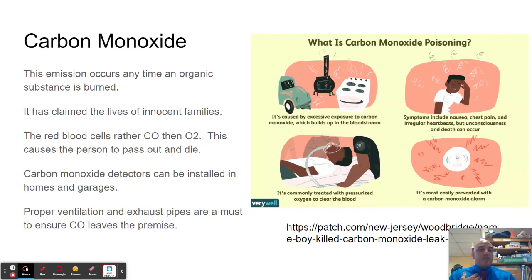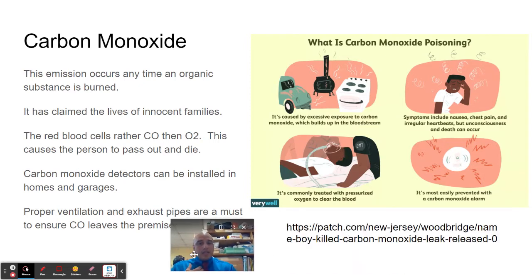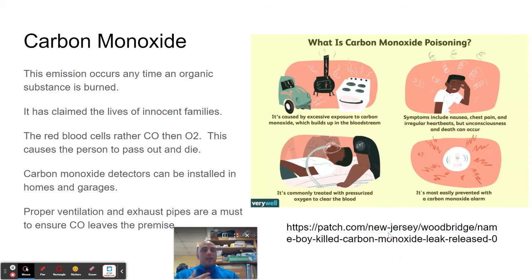Like we spoke before, we spoke about carbon monoxide poisoning. If you look it up, right in Woodbridge Township, there was a boy killed because of carbon monoxide. So carbon monoxide is going to come from burning any fossil fuels indoors. The chemical formula is CO. It is odorless, colorless, and you don't even know that you're inhaling it quite so often.